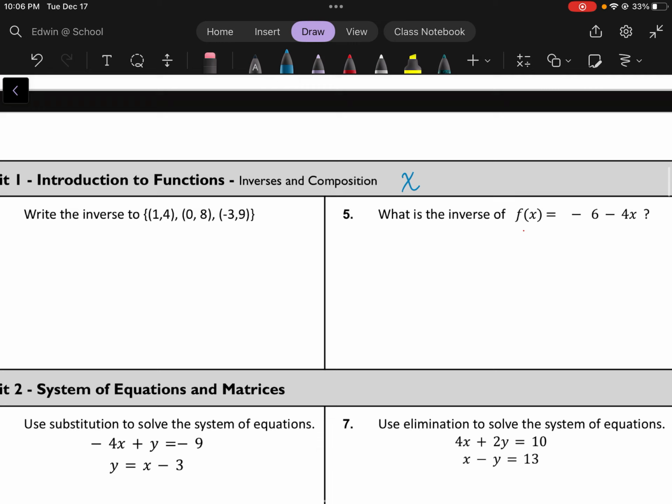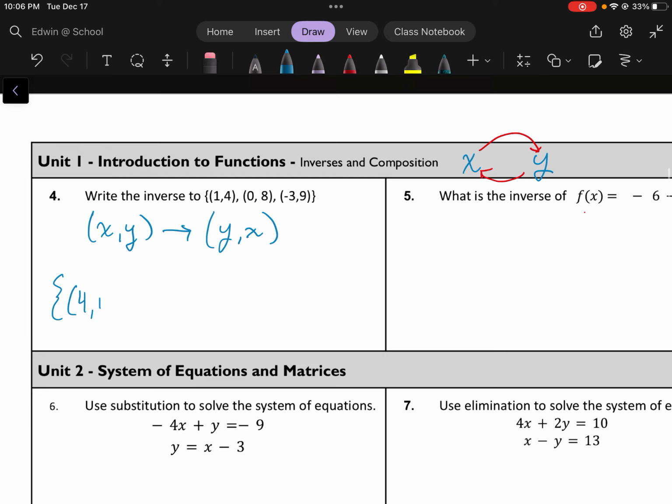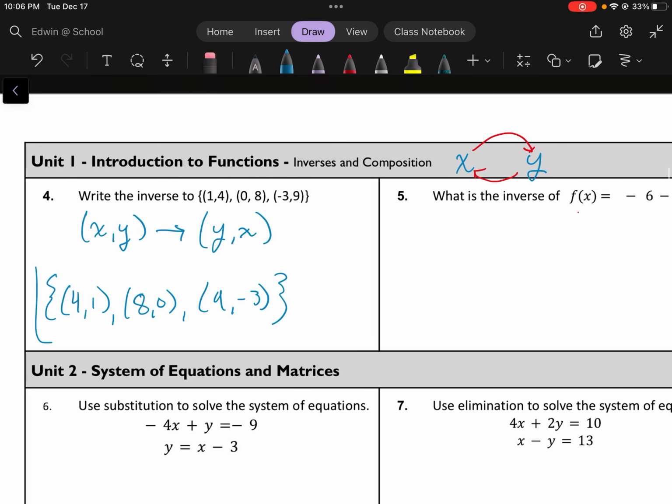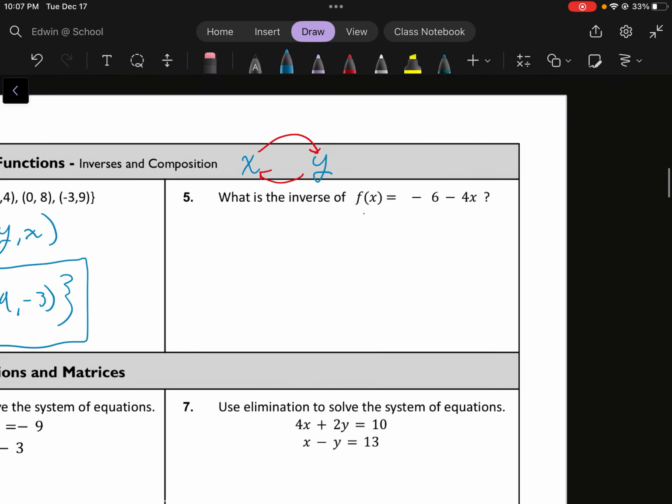If you guys remember what an inverse is, it is basically something that goes from x to y and y to x. So the values switch. In the case of points, if before we had an x comma y, now we have a y comma x. So if our set is 1 comma 4, 0 comma 8, -3 comma 9, now we have 4 comma 1, then 8 comma 0, and then 9 comma -3. The values flip. It doesn't change signs or anything, it just flips.